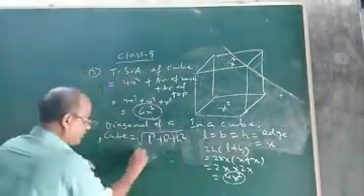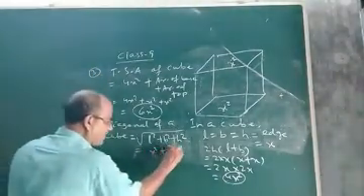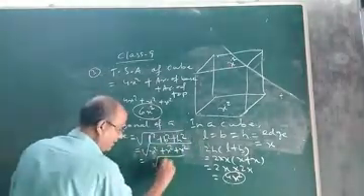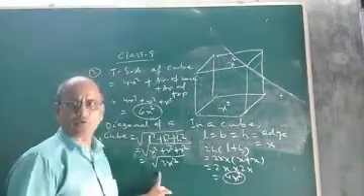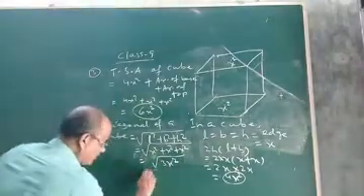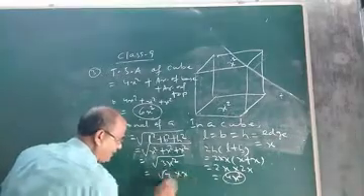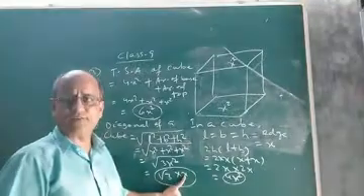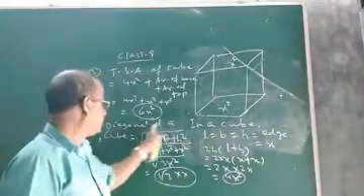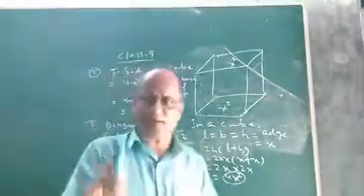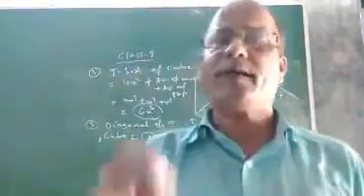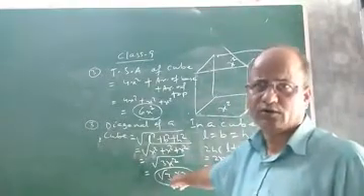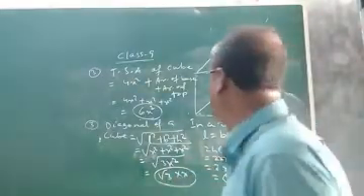Let us find out. It will be square root of x square plus x square plus x square. This will be square root of 3x square, which will be equal to root 3 into x. So this is the formula. Root 3 into edge of the cube will be equal to the diagonal of a cube. That means the diagonal of a cube will be found out by multiplying root 3 into the edge of the cube. Okay, so this is the formula.